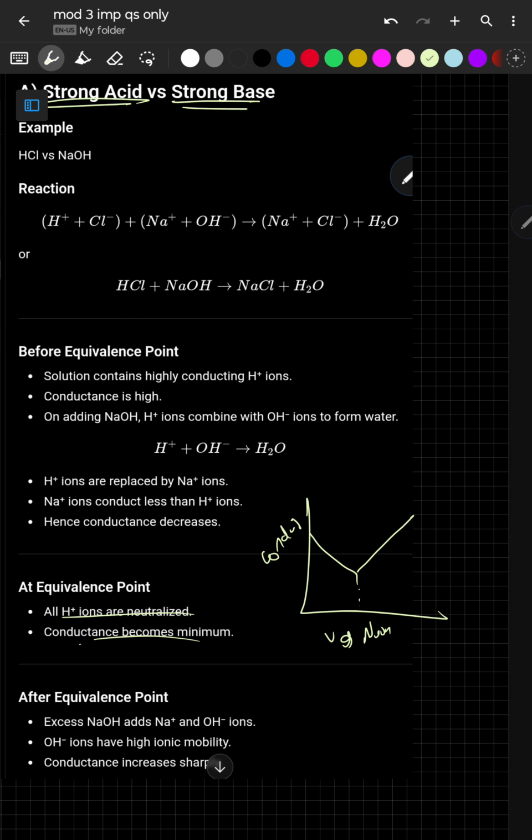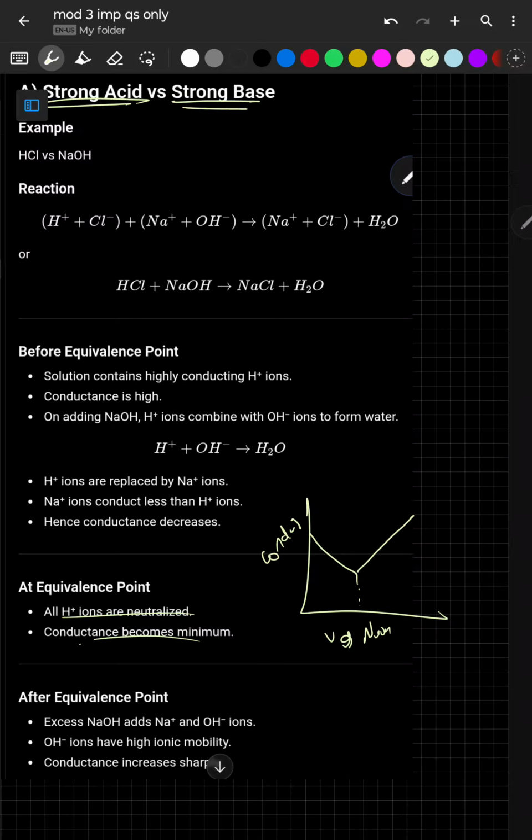First it decreases. Why is it decreasing? I'll read it out. The highly conducting H plus ions initially present in the solution are replaced by Na plus ions having much smaller ionic conductance. You can use such words. Therefore, the conductance first falls, and after the equivalence point has been reached, it rapidly rises with further addition of NaOH, which furnishes Na plus ions and OH minus ions.